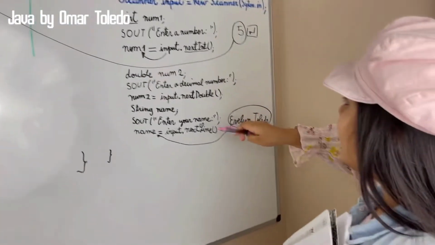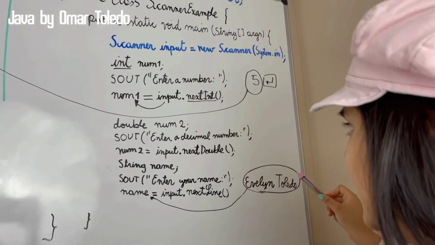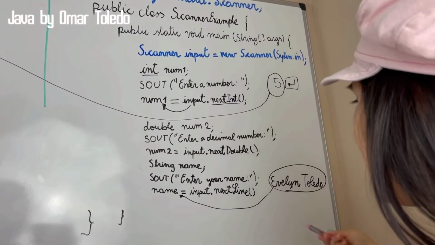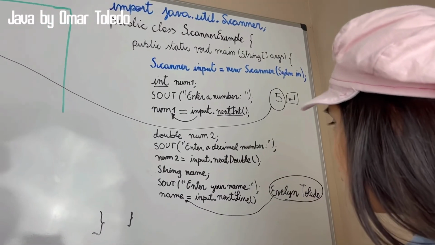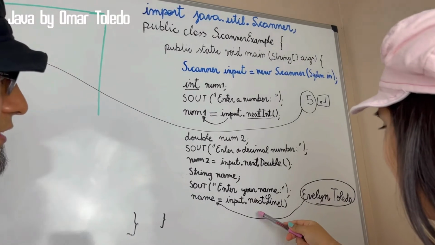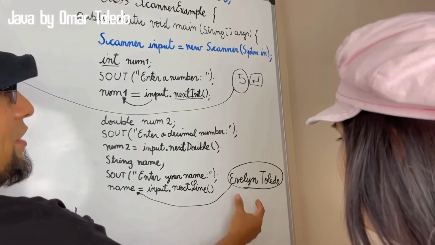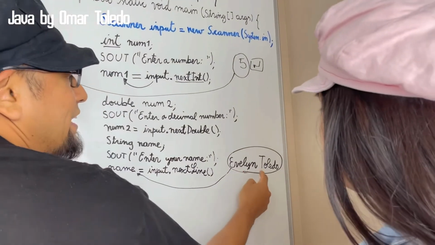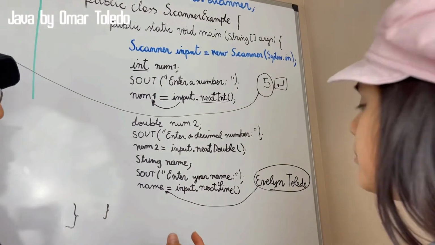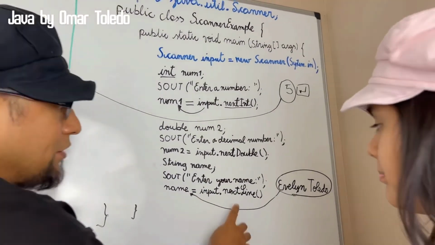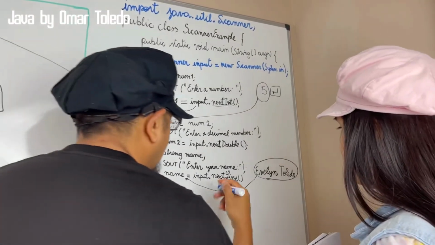So over here, for whole numbers, you would finalize it with next int, and for decimals it would be next double. For the text, it would be input dot next line. Yes, next line, if you know that you're going to receive something like a full name that has white spaces. If you know that you're going to receive only one word, you can use just input dot next.